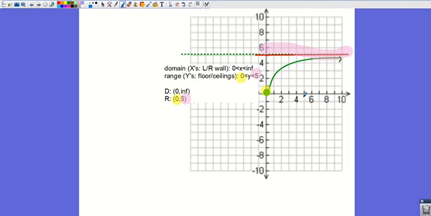So to recap, domains are basically left and right wall. Ranges are floors and ceilings, and remember, domains relate to x, ranges relate to y. The walls are denoted by a number. There's a number wherever there's a wall or floor or ceiling, and if it keeps on going forever in any direction, you just put infinity or negative infinity.